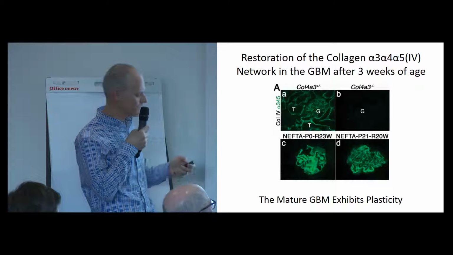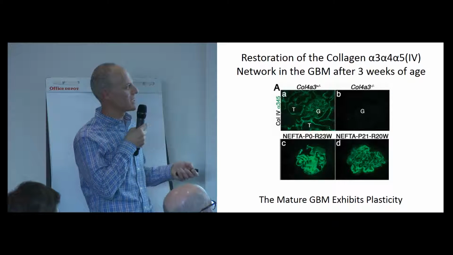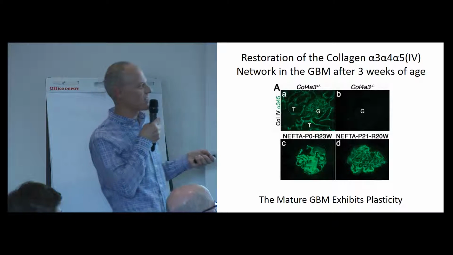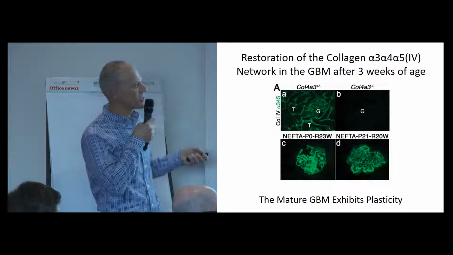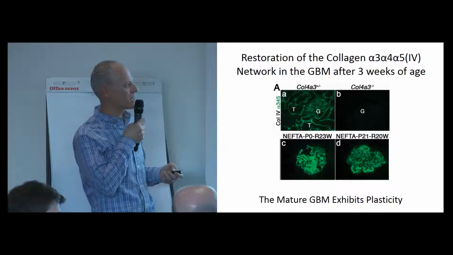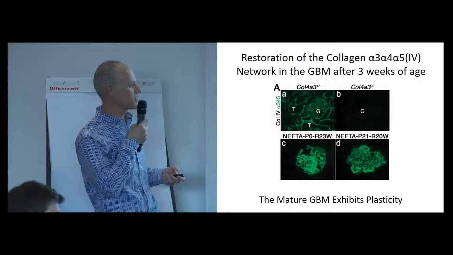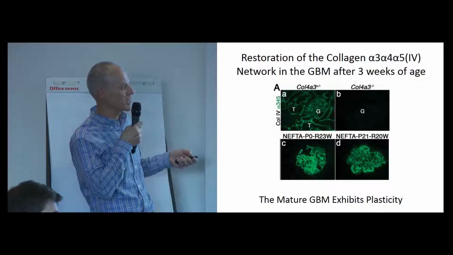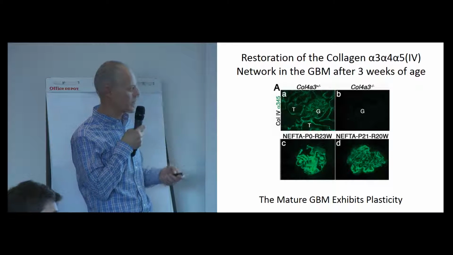basement membrane. And this is work that we published recently in the Journal of the American Society of Nephrology. We've also done additional studies where we induced at later and later ages to see how applicable this might be to adult humans. Also, this shows that the GBM can be changed from an alpha-1-2 to an alpha-3-4-5 network.